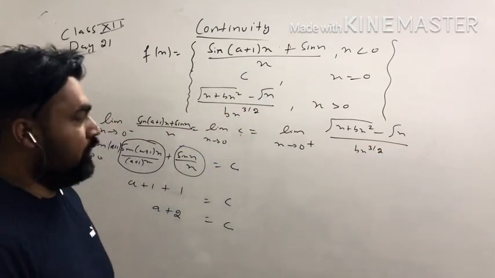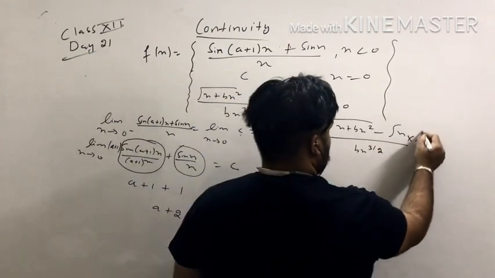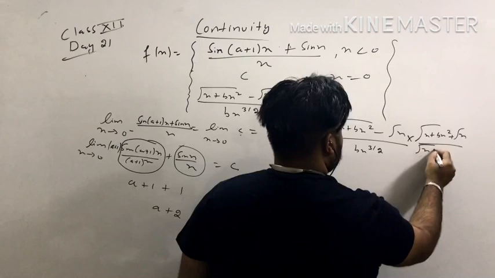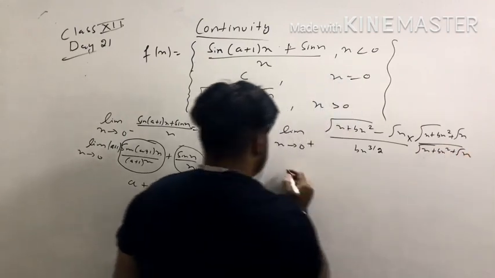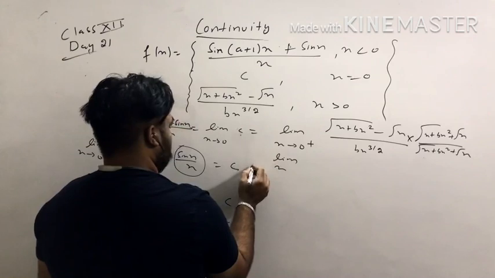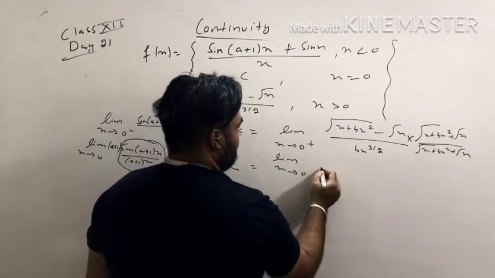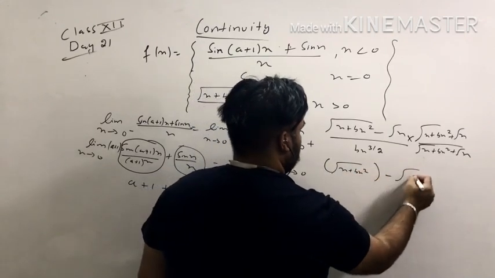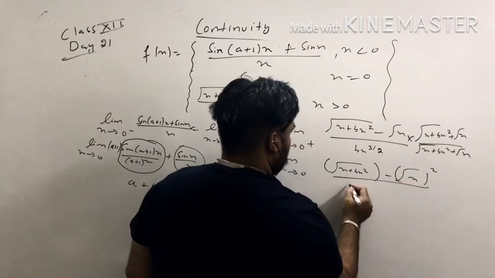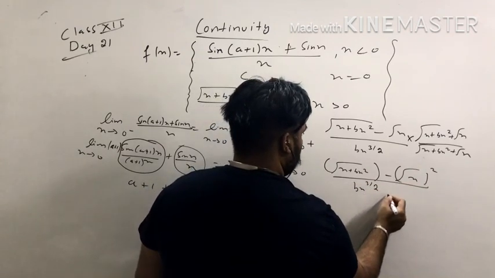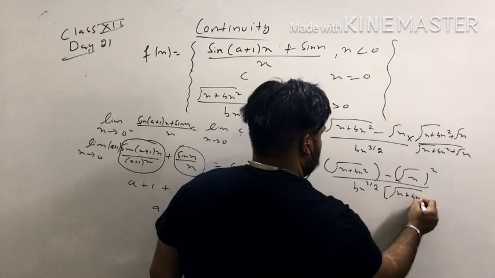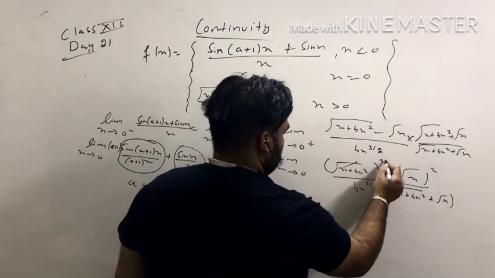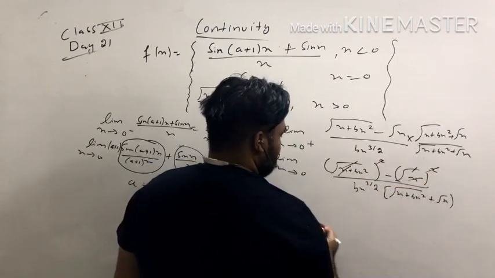I know this is in root form, so we rationalize. So x plus b x square minus plus root x. So limit x tends to 0, a minus b, a plus b, the formula is a square minus b square upon b x to the power 3 by 2, x plus b x square plus root x. Root cancel, x cancel.